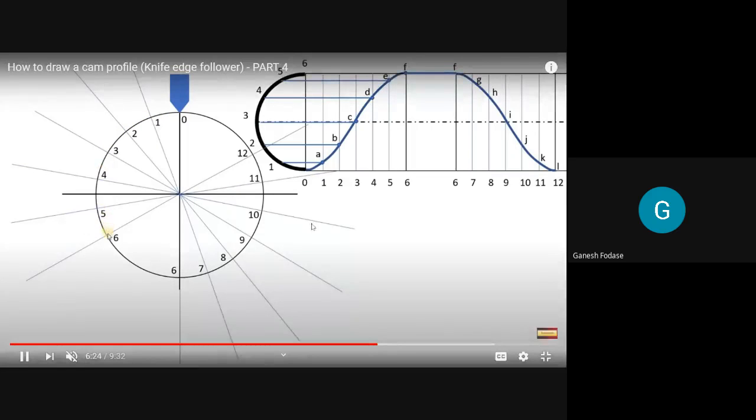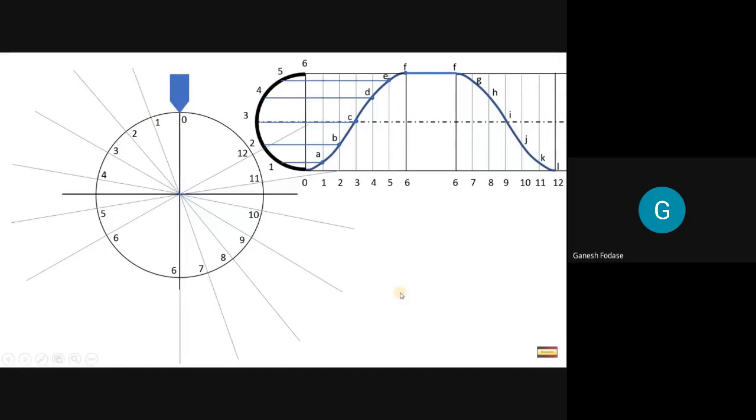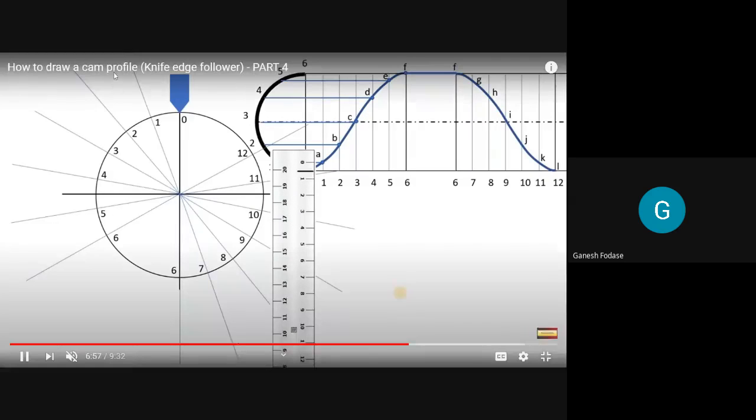This follower is now at 0 position. See, in the displacement diagram the follower is at this position. This is a knife edge follower. But when it is at position 1, the follower is at A. So this distance 1A I have to consider and mark at this point, 1A here. Similarly, 2B I have to mark on the line through 2, and similarly 3C, then 4D I have to mark, and so on.